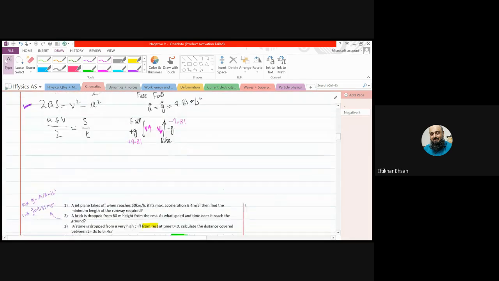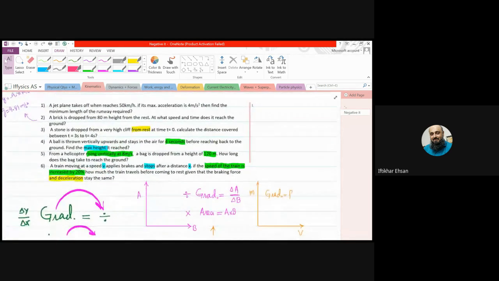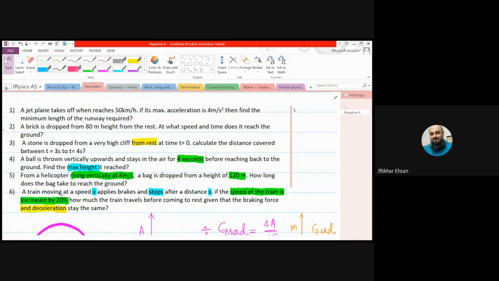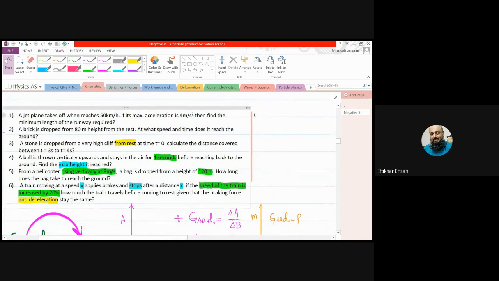So let us start solving these questions. Question number 1. A jet plane takes off when it reaches the speed of 50 km per hour. Its maximum acceleration is 4 meter per second square. Then find the minimum length of the runway required. So please solve and share the answer with me.